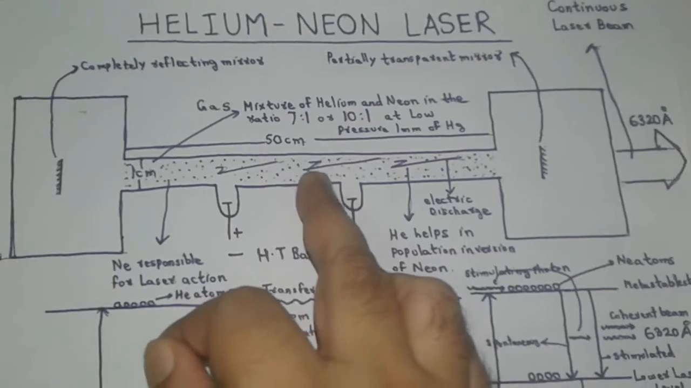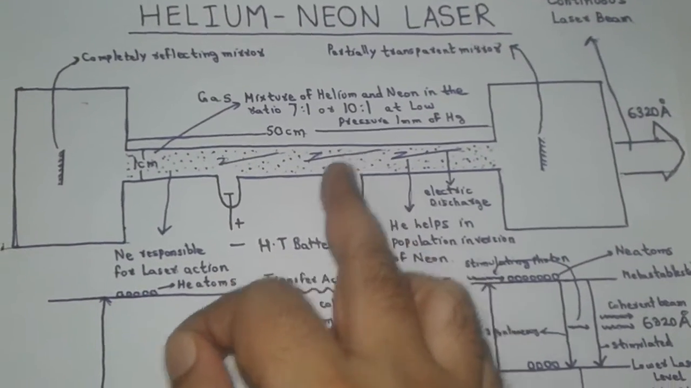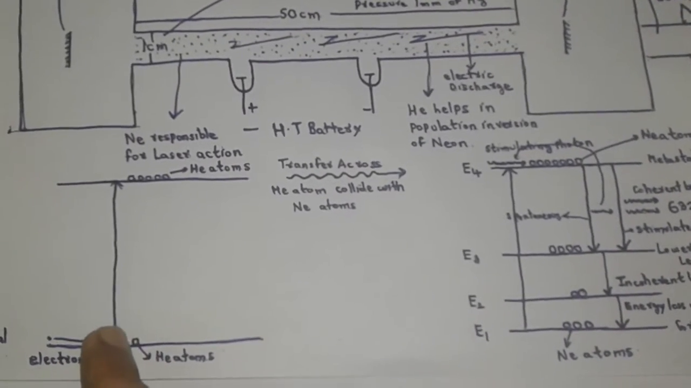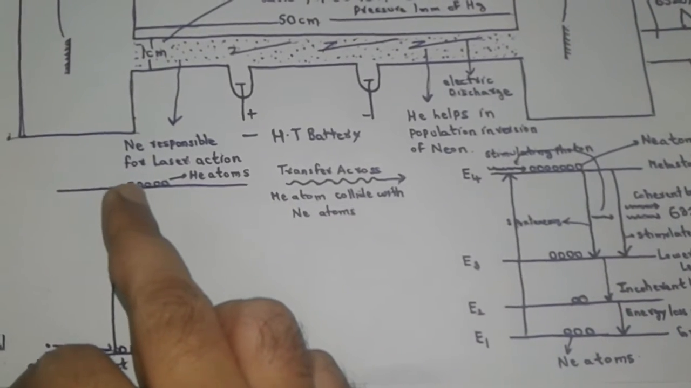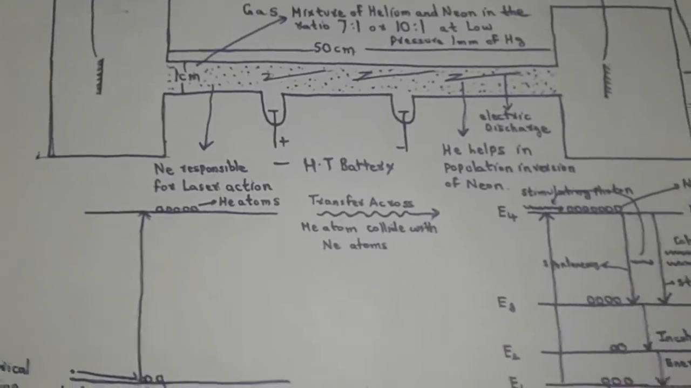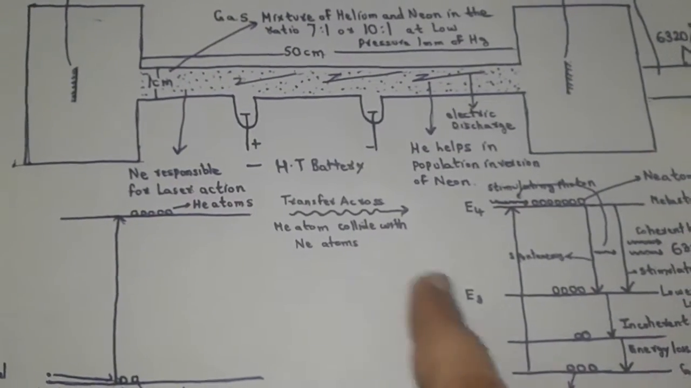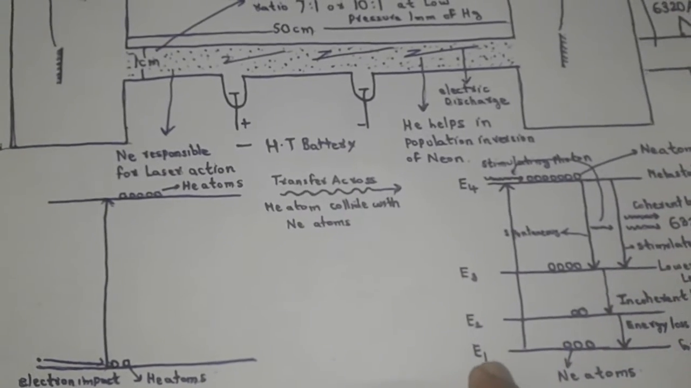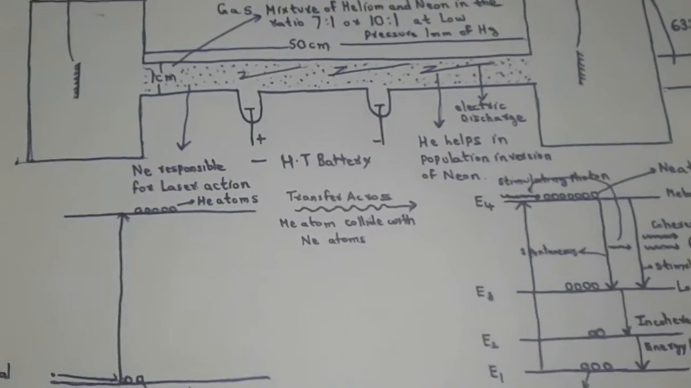When an electric discharge is produced in the mixture of helium and neon gas, the electrons collide with the helium atoms and excite them from the ground state to their respective metastable state by exchanging energy with them. The helium atoms collide with the neon atoms and exchange energy with them to excite neon atoms from their ground state E1 to their respective metastable state E4.